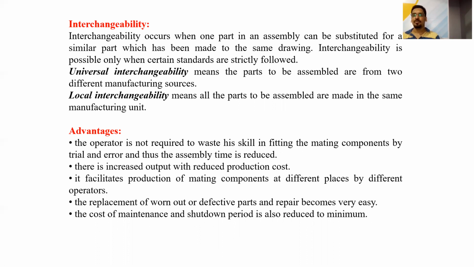And local interchangeability means you are interchanging the part of a machinery that is manufactured in the same company. For example, pen. You want to change the refill of a Reynolds ball pen by the other refill of the Reynolds ball pen. So this is the local interchangeability. So what is the advantages of this interchangeability? So first advantage is the operator is not required to waste his skill in fitting the matching components by hit and trial method, and thus the assembly time is reduced.